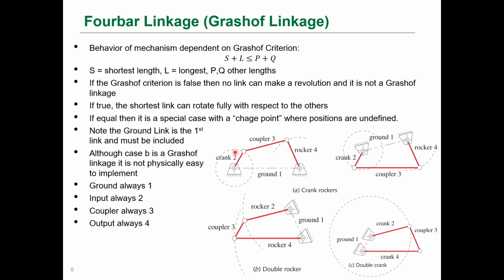So this is a crank. This is a Grashof linkage because this can go all the way around. Okay, this is the same linkage inverted here. Okay, and we have a different motion. Okay, this is a double crank. So if we rotate this, then this guy can go all the way around. All of the bars can go all the way around.